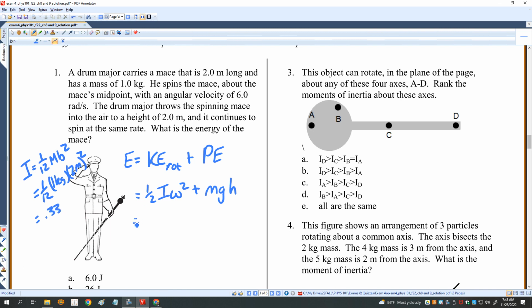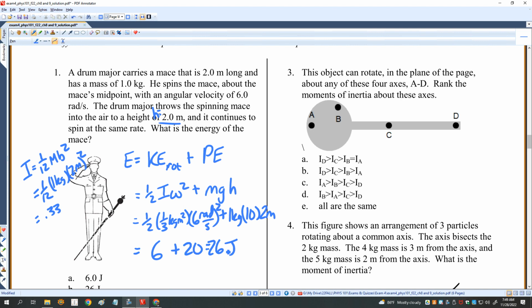So it's going to be 1/2 of the moment of inertia, which is 1/3 kilogram meter squared, times the angular speed, which is 6 radians per second, that squared, plus the mass, which is 1 kilogram, times 10, that's g, times h, it goes up to a height of 2 meters, that's h right there. So now I have 6 plus 20 equals 26 joules.